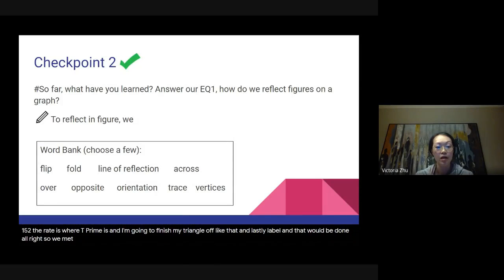All right, so we made it to our second checkpoint. And let's answer our second EQ. How do we reflect on a graph? And here is another sentence starter for you. To reflect a figure, we, and finish your thought.